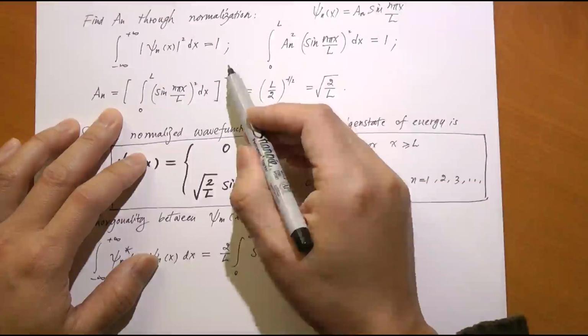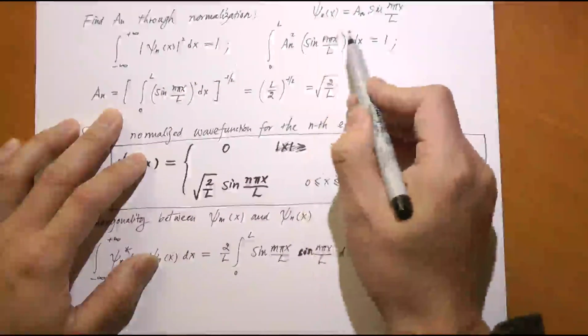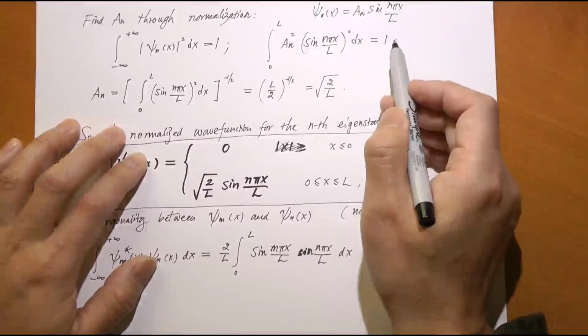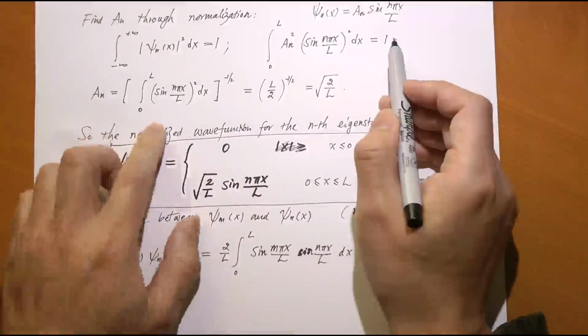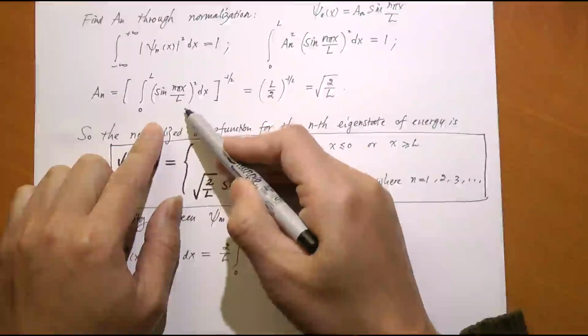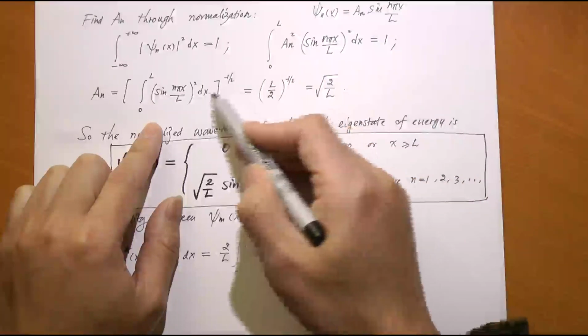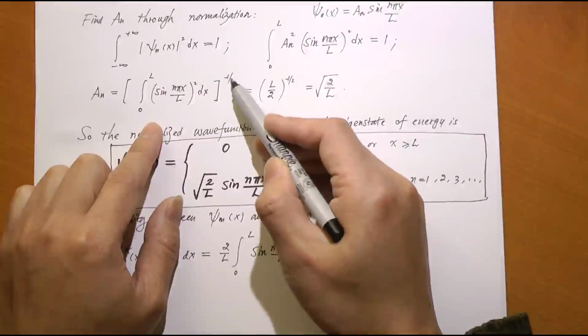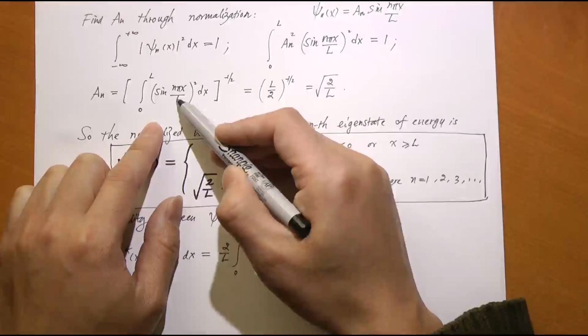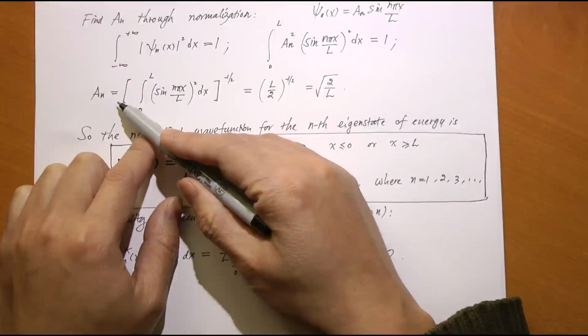So the complex conjugate of psi is just itself. So just square it, dx equal to 1. All you have to do now is to solve for this integral. So A_n equals, work it out. You take the integral raised to the power negative 1/2. That'll give you A_n, the normalization constant.